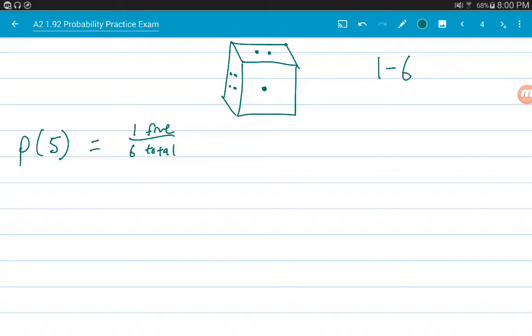Now the reason for that is that there is 1 five out of 6 total. This is just a general idea of probability in that we're talking about a subset that we want, like the desired outcome, over what we call the sample space. The sample space is all possible outcomes.